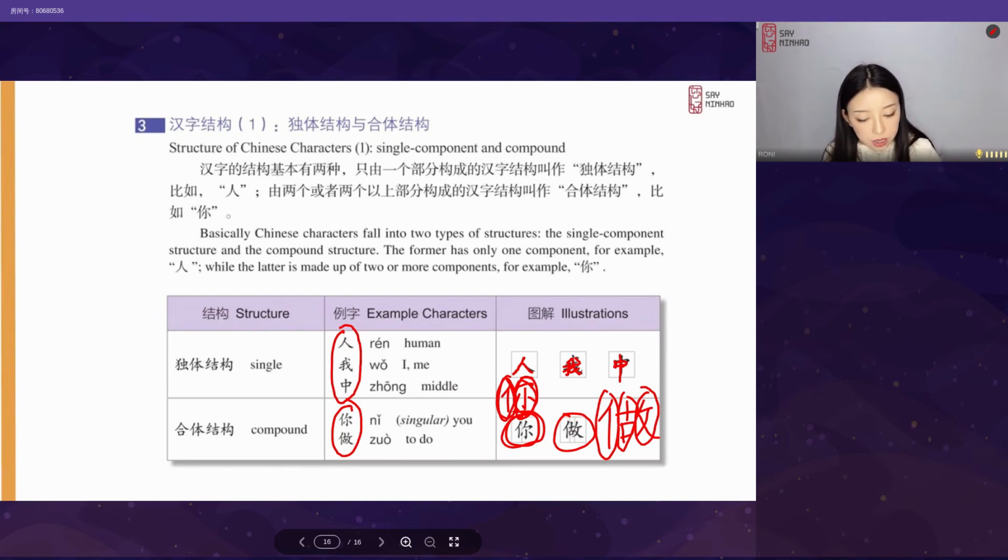Okay, and in the compound characters, component characters, we can see there are radicals. Okay, there are radicals. And we are going to learn the radicals later in the later classes, okay? So these are all for today's class.